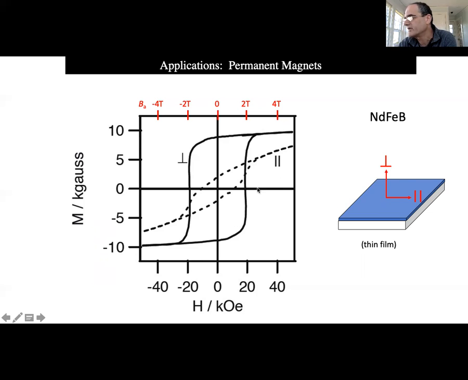A permanent magnet should have a large magnetization, but it also should have a high coercive field so that it will remain stable no matter what happens to it. I mean, unless it's put into a field of several Tesla in the other direction. Okay, so that's a permanent magnet.